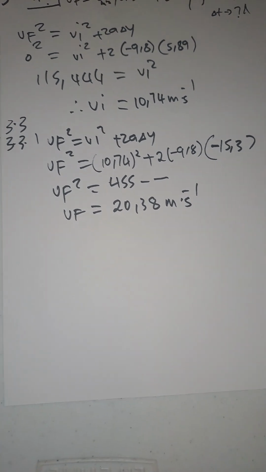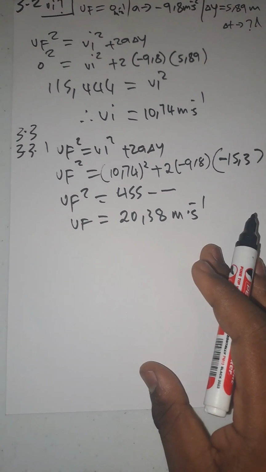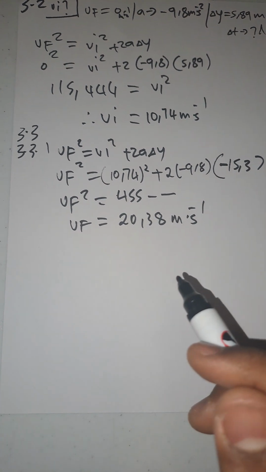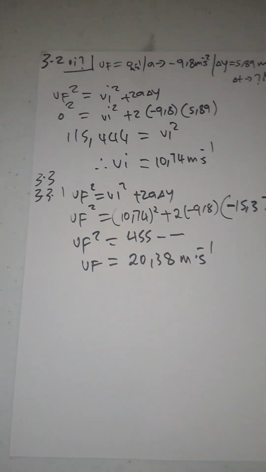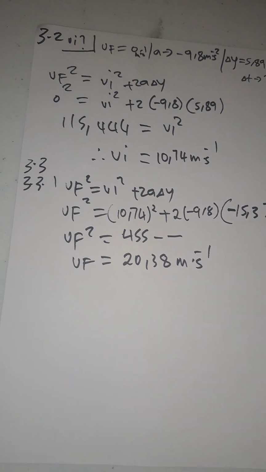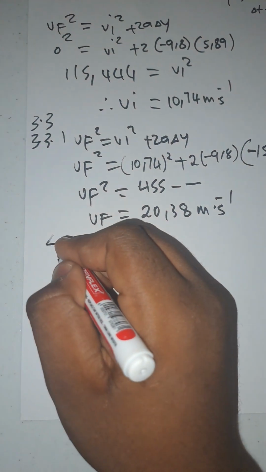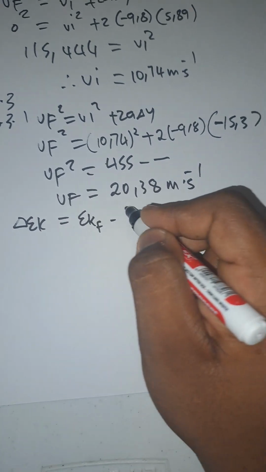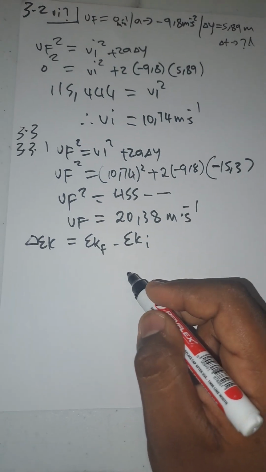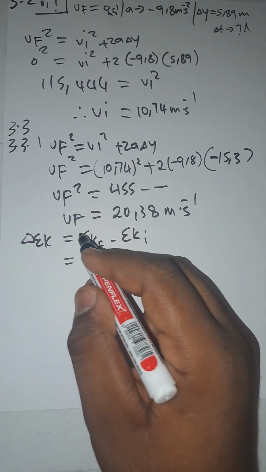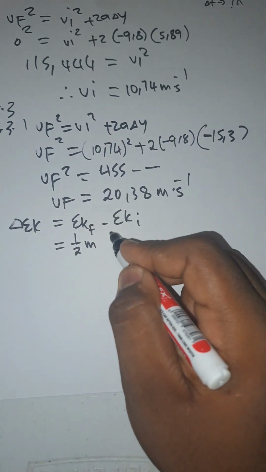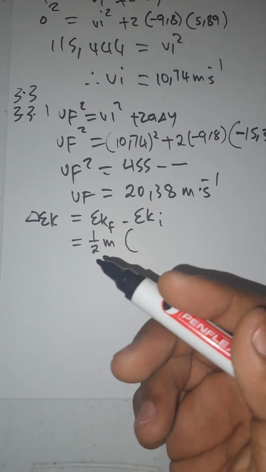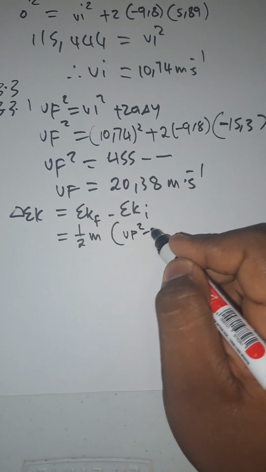Okay, now this is what we have. Since we found the final velocity, now we can calculate the change in EK. What is the formula for kinetic energy? Change in EK equals EK final minus EK initial. I can write half m and factor it out, because it is the same mass: half m times Vf squared minus Vi squared.